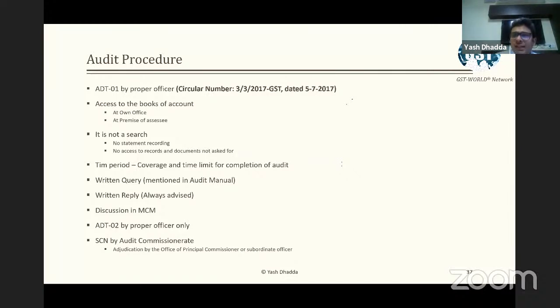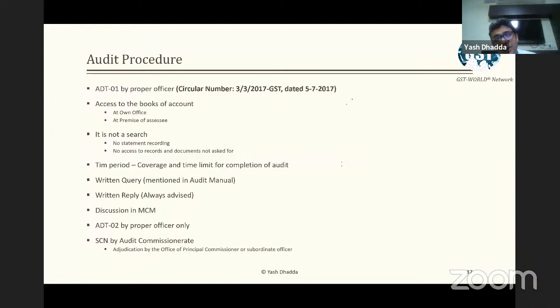Few things which I have picked up are mainly on the basis of experience which comes from the audit, some on the basis of the audit manual which Priyambai talked about in the starting, and some on the basis of what practically a department is doing. So first of all, they will issue an ADT 01. Now again, a very important part is that ADT 01 can be issued by a proper officer. Who is the proper officer?